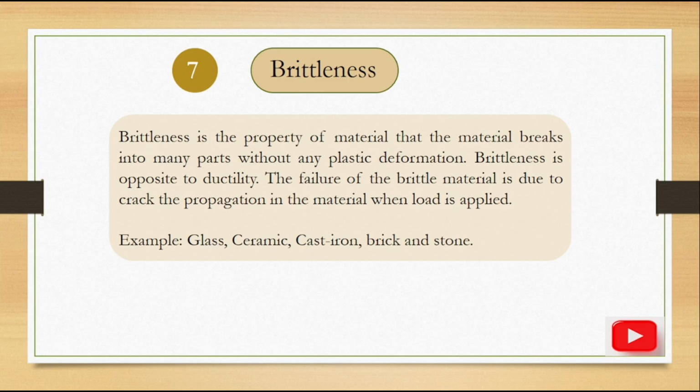Seventh is the brittleness. Brittleness is a property of material that the material breaks into a number of parts without any plastic deformation. So brittleness is the opposite of ductility. The failure of the brittle material is due to crack propagation in the material when the load is applied. Examples: glass, ceramic, cast iron, bricks and stones are brittle materials.